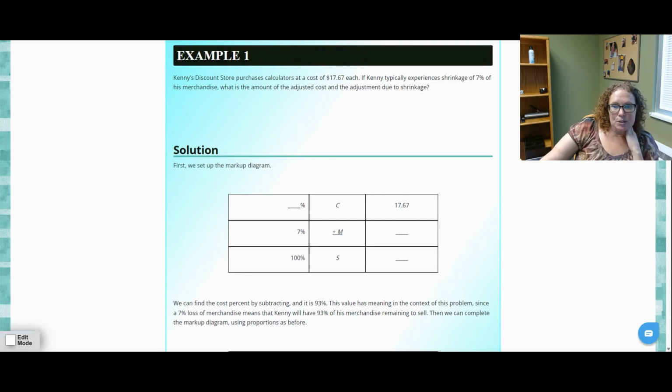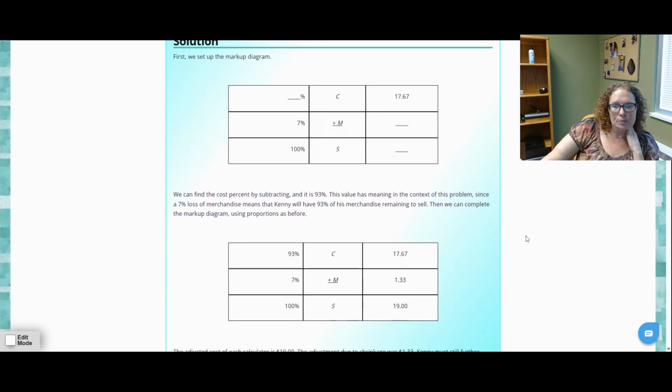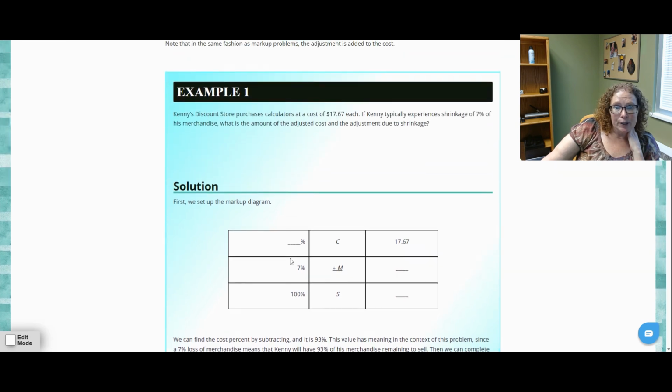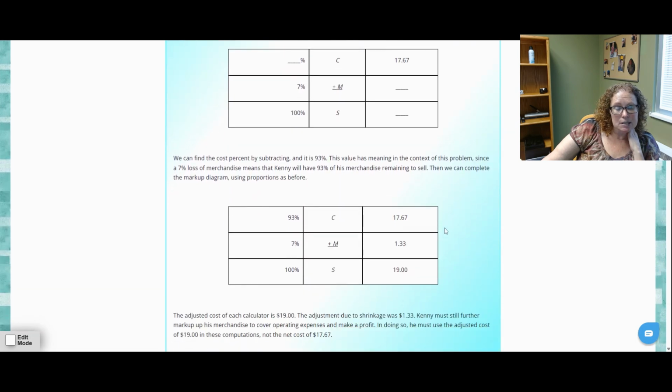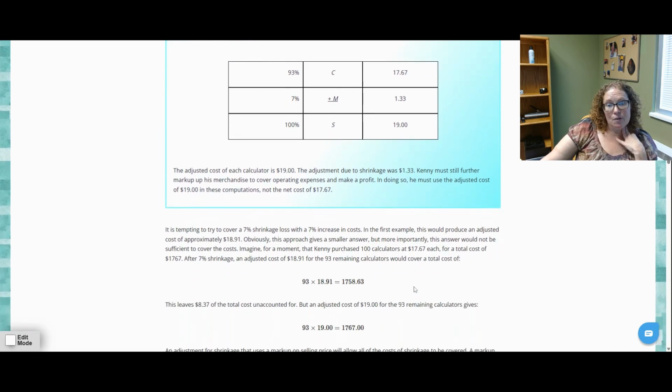So he's got 7%, and then we want to look at the adjusted cost. So we set up the markup diagram, and we find out that we're going to say 100 minus the 7, which is going to give us 93%. And we are looking at, he purchased them at $17.67 apiece. But how much does he have to account for shrinkage? So he has to adjust it up $1.33 to be able to cover that.